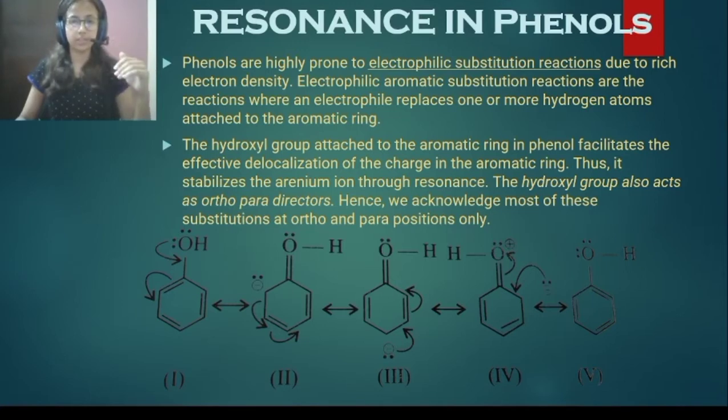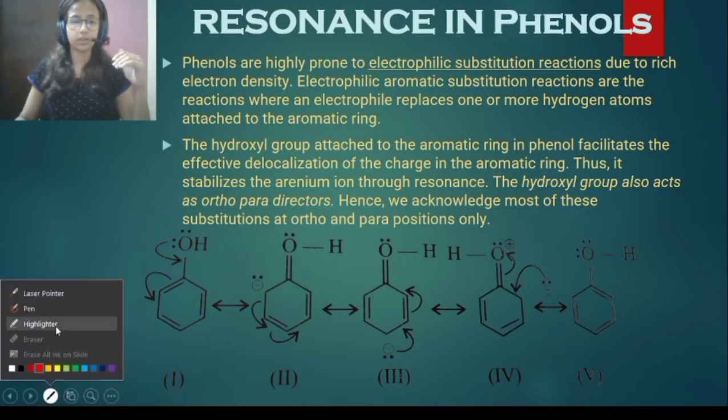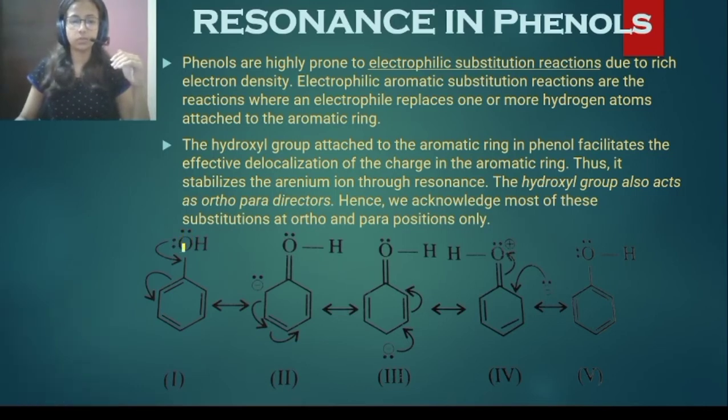and para positions. As you can see right over here, we have electrons on oxygen which it delocalizes into the benzene ring, and they keep on revolving, and hence due to this the electron density is increased at the ortho positions, which are these two, and at the para position, which is this one. Due to this, all of the electrophiles attack on these positions only. And these are the structures as shown due to resonance.